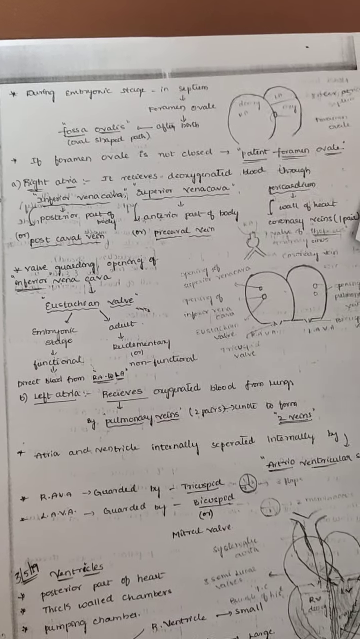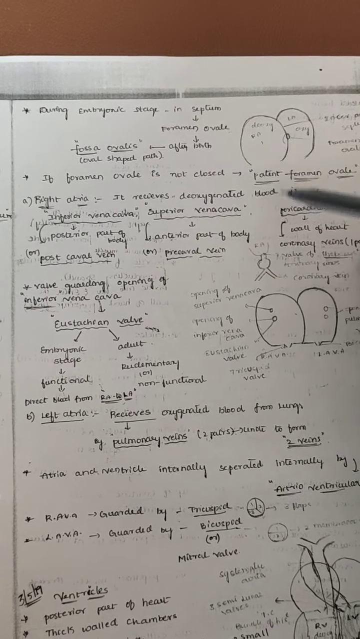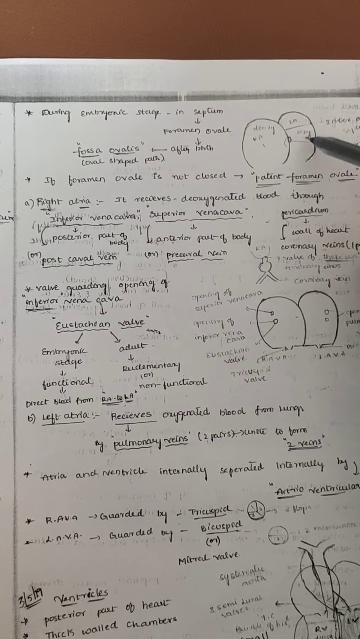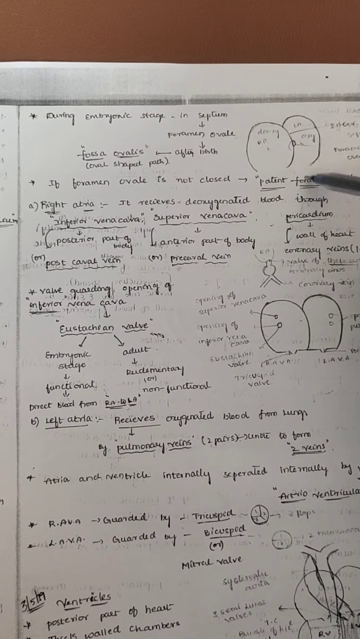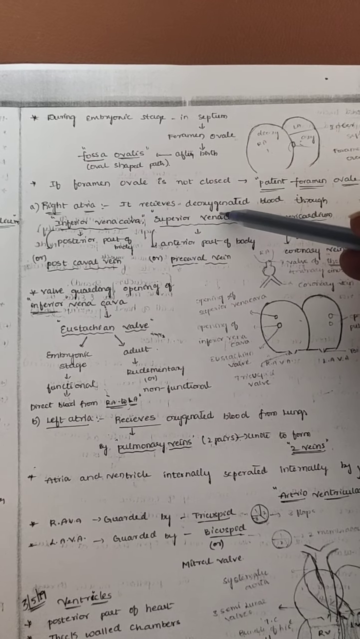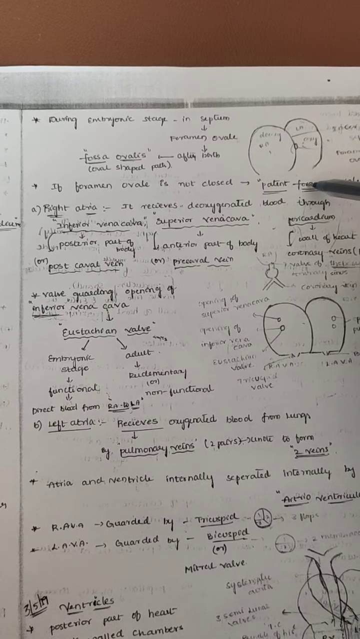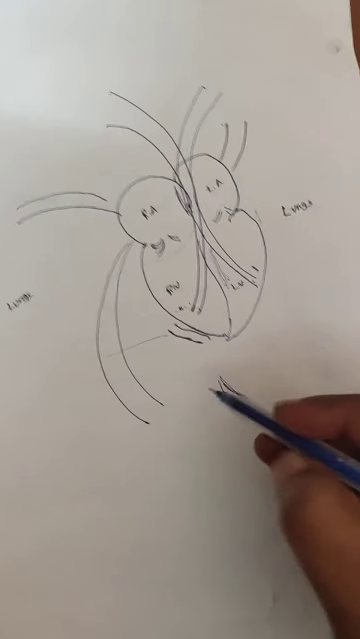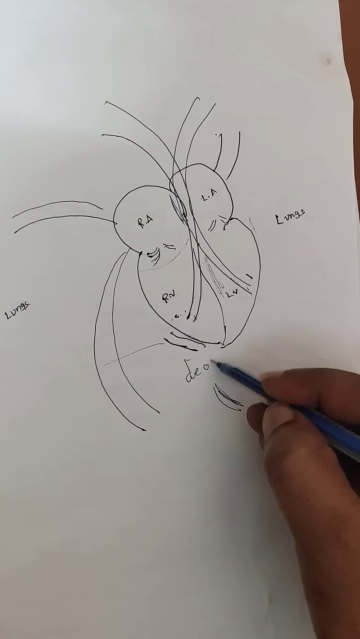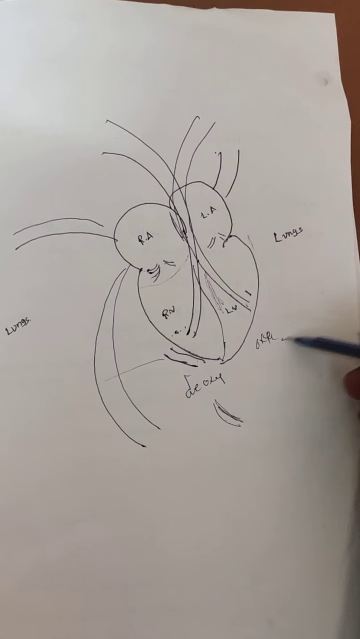Now we can go to the right side. Always right atria, left ventricle, left atria, right ventricle. What type of blood does the right side always carry? Deoxygenated blood. What type of blood does the left side always carry? Oxygenated blood. This is the right side; it always carries deoxygenated blood. The left side always carries oxygenated blood.